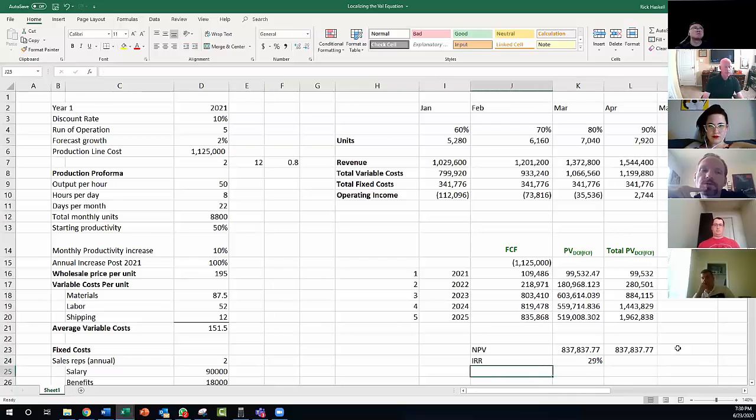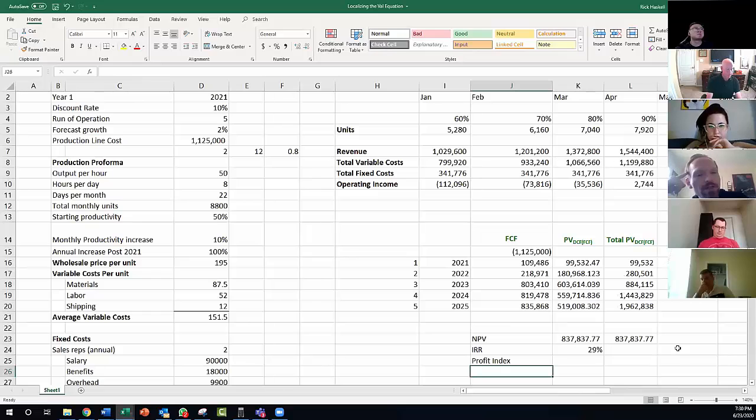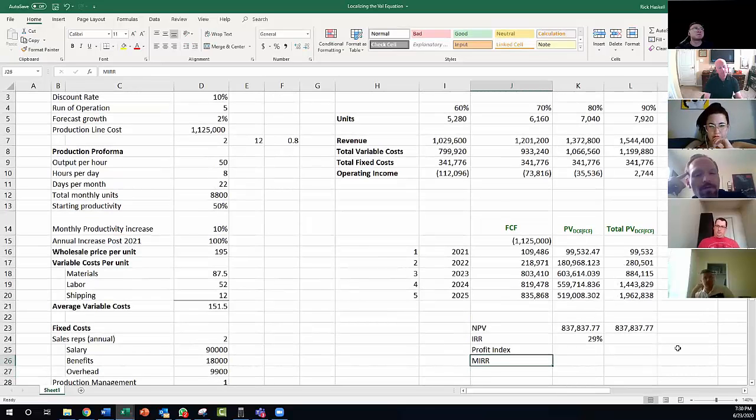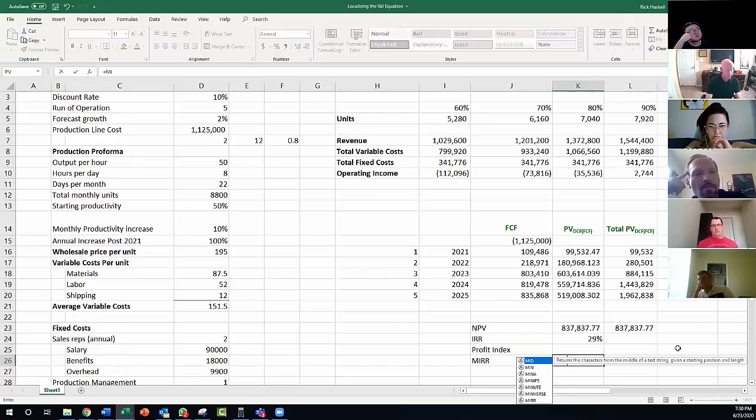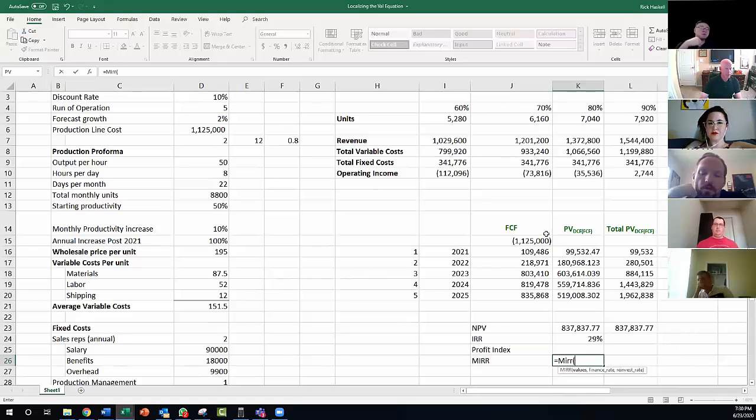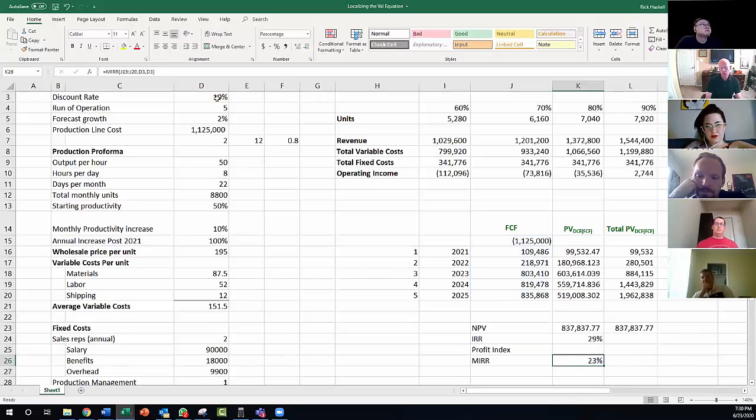Didn't you say before that the modified internal rate of return is actually more accurate? Yeah, so let's look at that. When I do this, I have to pick up the values. I then have to give it the finance rate and the reinvestment rate, which I use the same number. It's only 23% instead of 29.